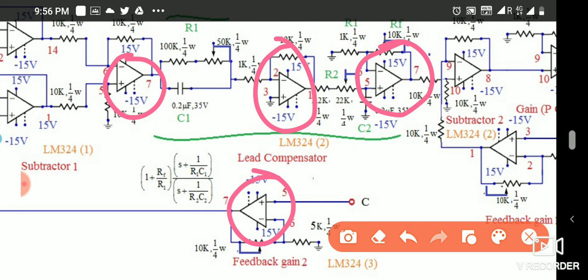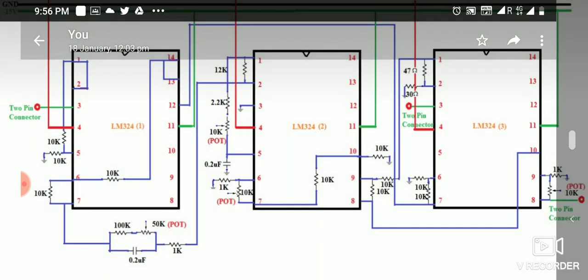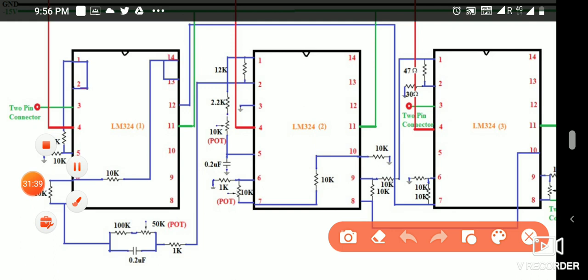In one IC, one op-amp is available. In one IC, four op-amps are available. It is a 14 pin IC, the LM324. You can see the pins: 1, 2, 3, 4, 5, 6, 7, 8, 9, 10, up to 14 pin.